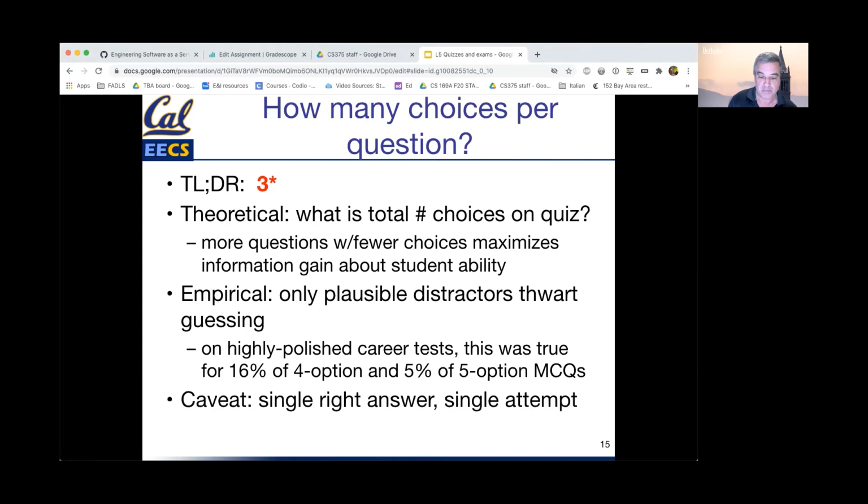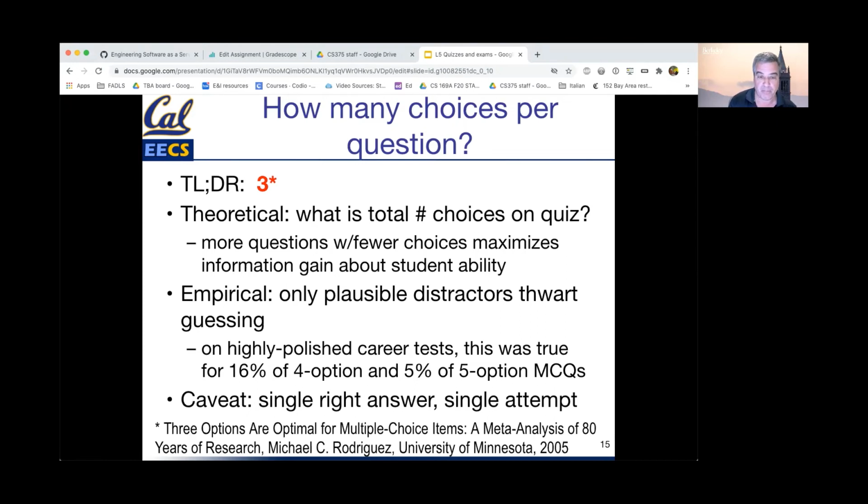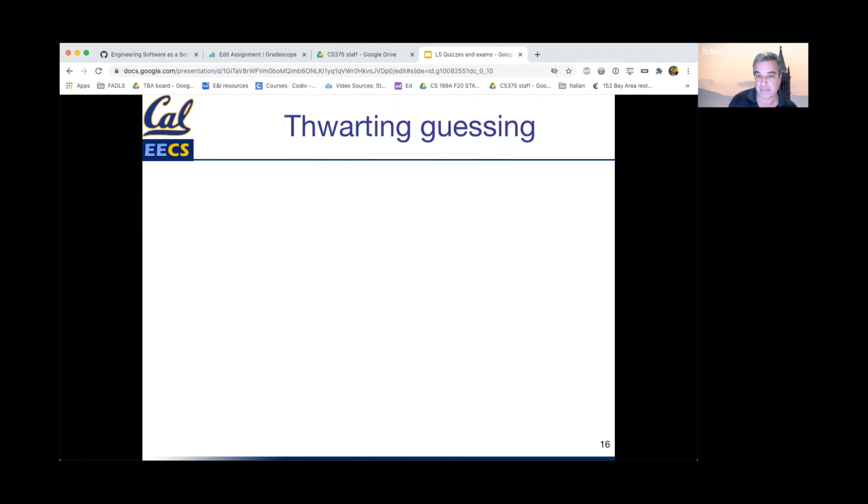As I said, this is based on questions that are multiple choice with a single correct answer and where the student has a single attempt to get them right, which would be a typical scenario for an exam. If you are interested in reading the paper, here's the citation, but I've summarized the most important high-order bits for you on this slide, and you're welcome.